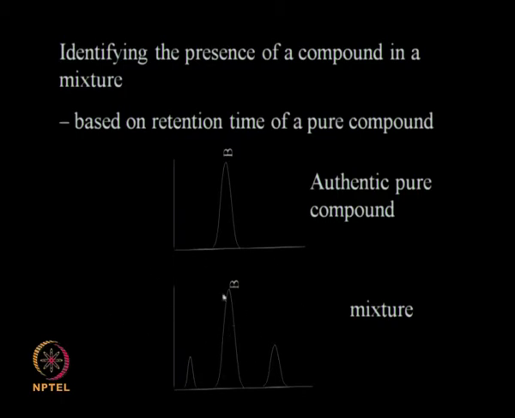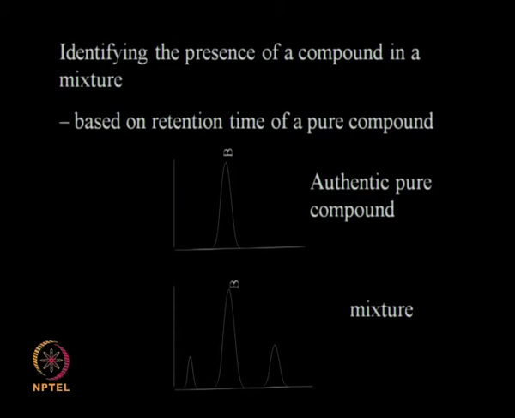So in spiking, what do you do? You first get a chromatogram of your mixture and then you add a little bit of the pure compound to the mixture, and see whether the peak area or peak height goes up. If it goes up, then you can be sure that the pure compound which you have added is that particular peak. So that is how you identify the presence of a compound. So if you have 2 or 3 compounds, you do the same thing for all those 2 or 3.